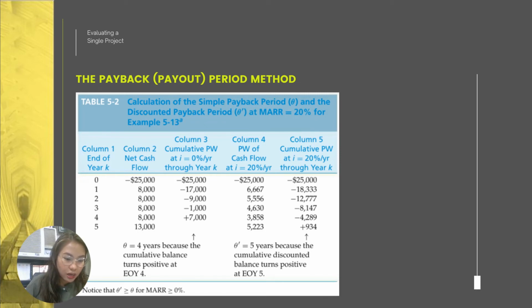This is the table that I mentioned a while ago. In column 3 is the calculation of the cumulative PW at I equal to 0% per year through year K. This is the net cash flow and, of course, our EOY, which is K. And then I at 20% per year, and the cumulative PW at 20%.